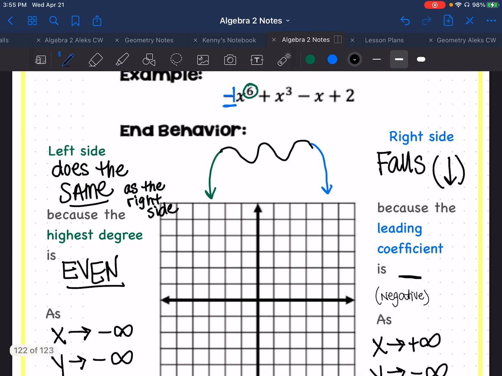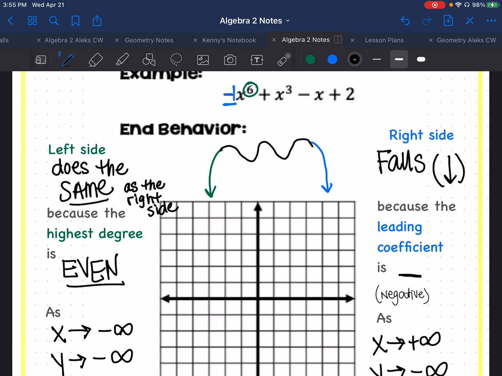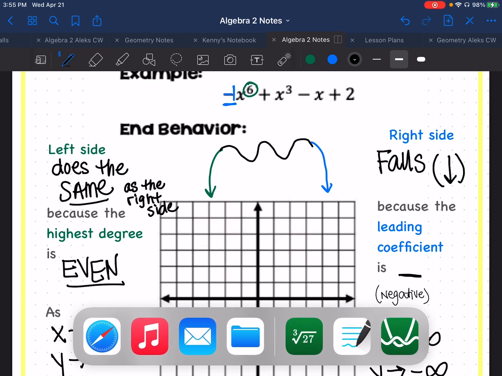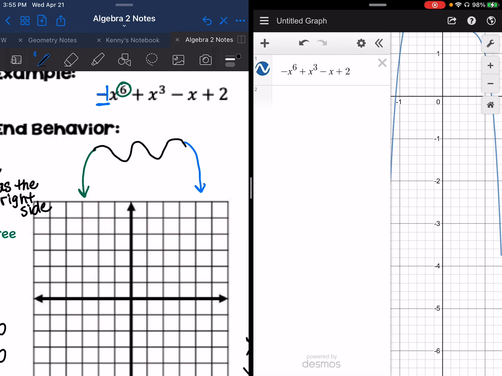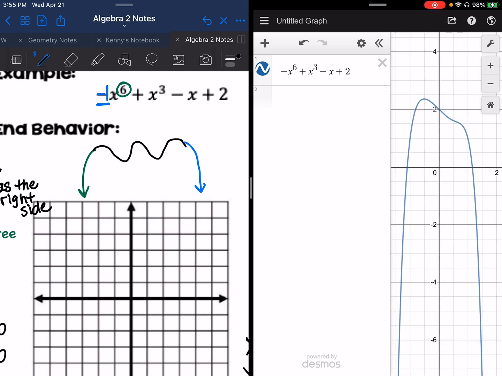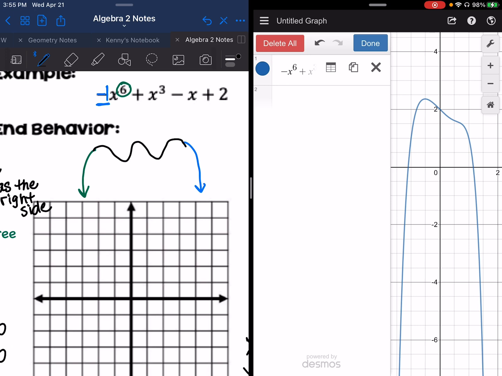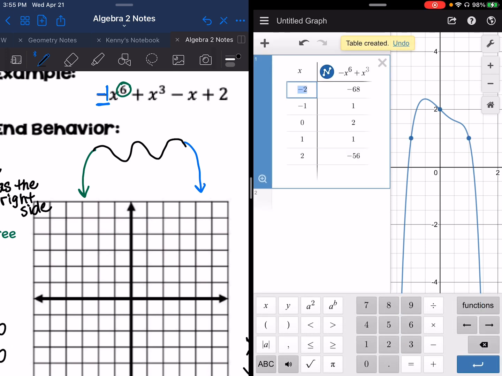Let's go ahead and look at Desmos to see if we predicted the ends correctly. Negative x to the 6th power plus x to the 3rd power minus x plus 2. Look at that. We did. It is going downward on both sides. It is falling on the left side and falling on the right side.